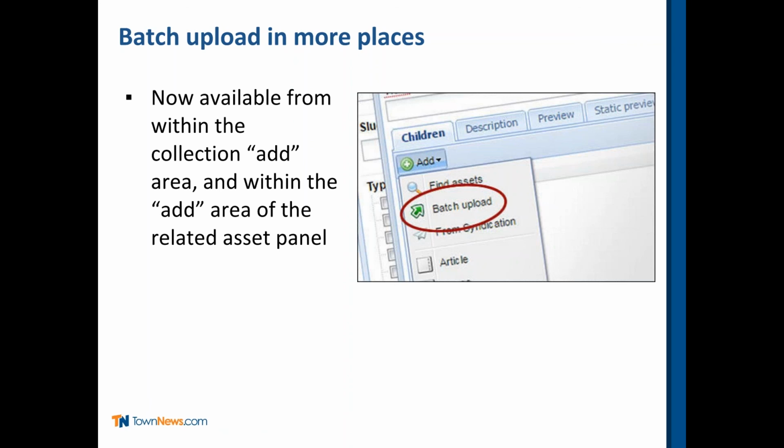And it's also available in the related panel where you're adding related items. So again, if you're starting that new long form article that has a bunch of photos, start the article, upload the photos directly into it. You don't have to create them separately and then add them in.